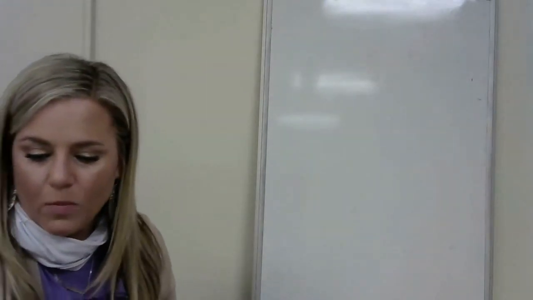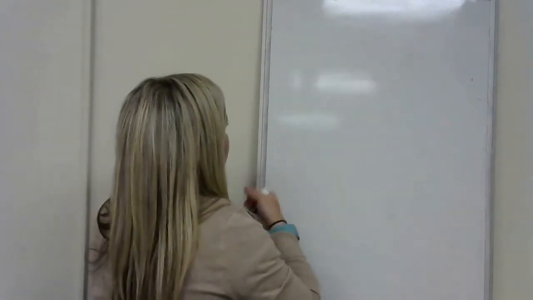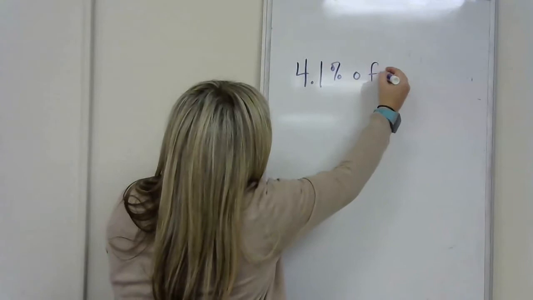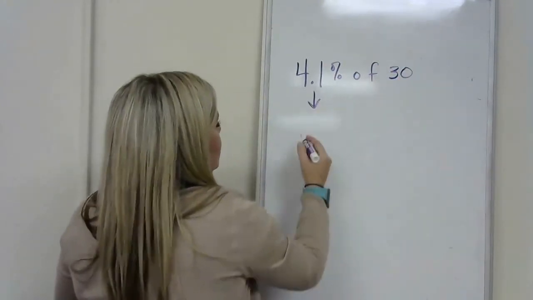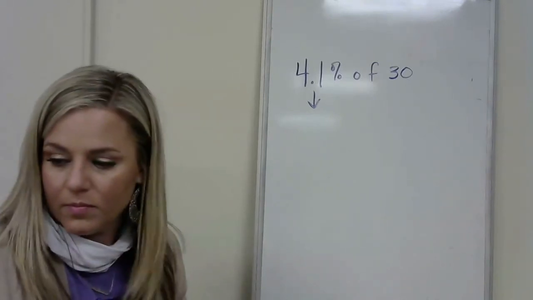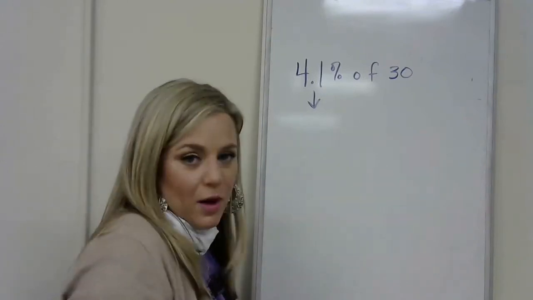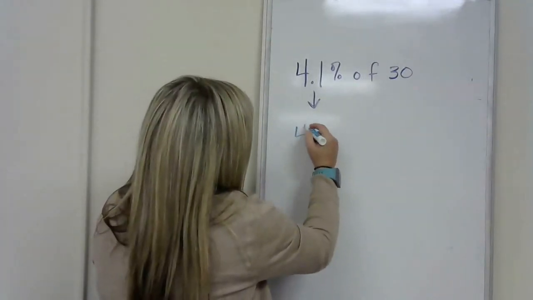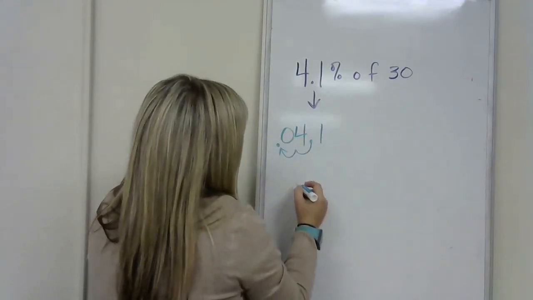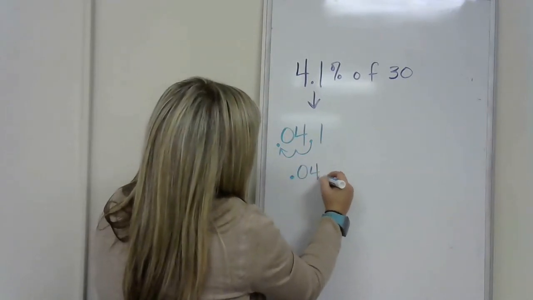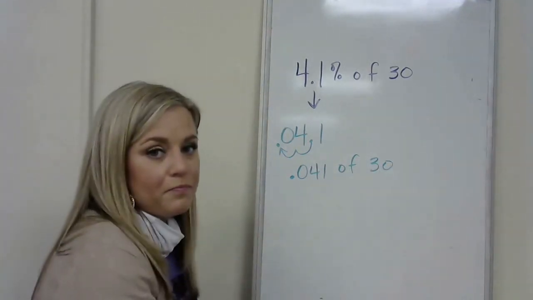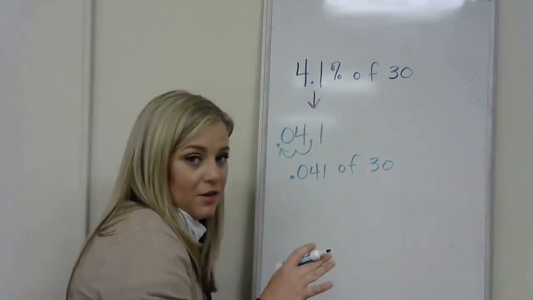All right, 4.1 of 30. This one has a decimal, I apologize. Okay, so we're going to take this 4.1 and we're going to move it 2 places and add a 0. Okay, so 0.041 hundredths of 30. Okay, so now we've got to multiply this. I'm going to do the 0 trick, leave that 0 hanging off.